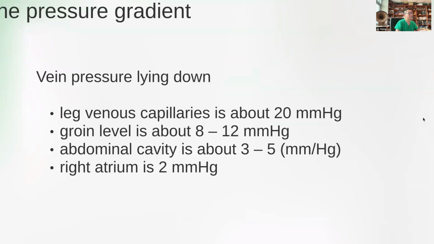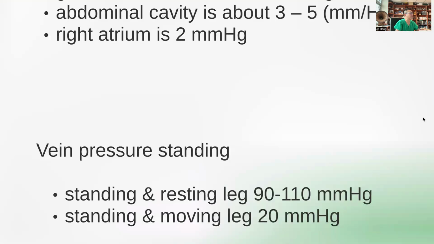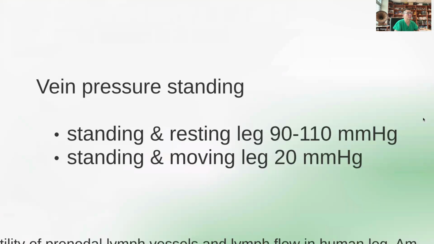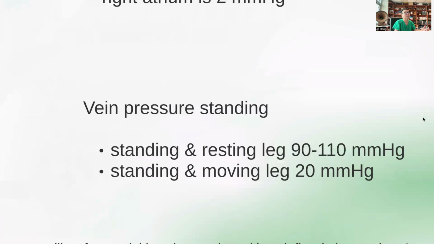In the leg, venous capillaries, when you're lying down, it's 20 millimeters mercury. In the right atrium, it's 2 millimeters. However, when you're standing up, these pressures could increase all the way to 110 millimeters mercury in the leg. However, when we start to walk, this venous pressure decreases because of the pumping action provided by the muscle contraction. And this is why, in order to have a better lymphatico-venous flow with the compression, when you walk, the vein pressure drops, allowing a greater pressure gradient. And this is why after we do the LVA, we ask the patient to do compression and then walking.